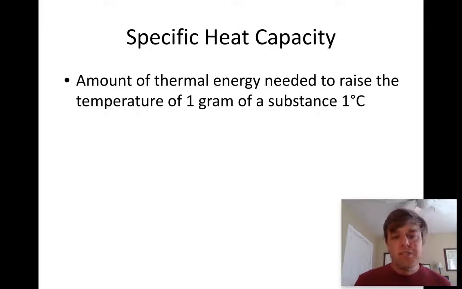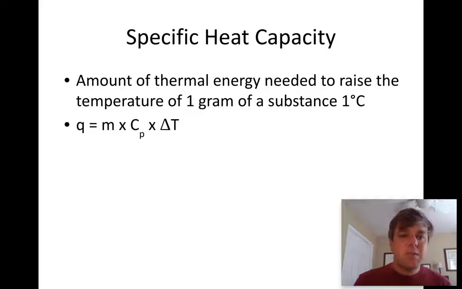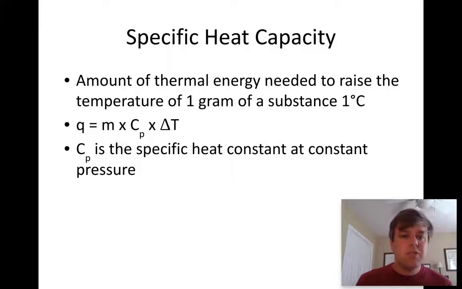There's a very simple mathematical formula that says Q equals M times Cp times delta T, where Q is the quantity of heat, M is mass, and Cp is the specific heat constant at a constant pressure, and that's what the little p means. It means the pressure stays the same.